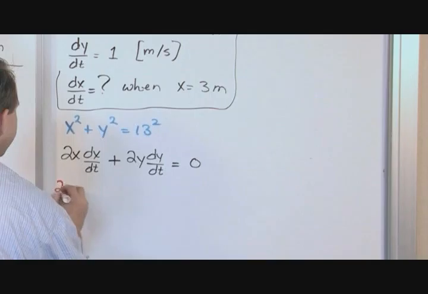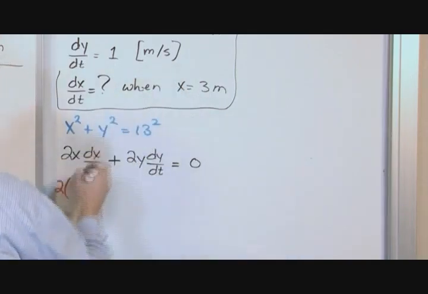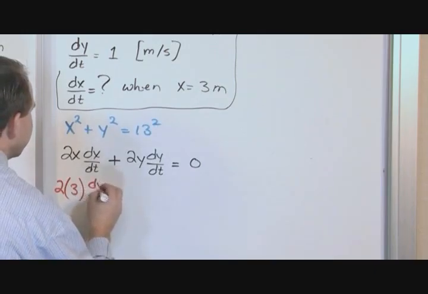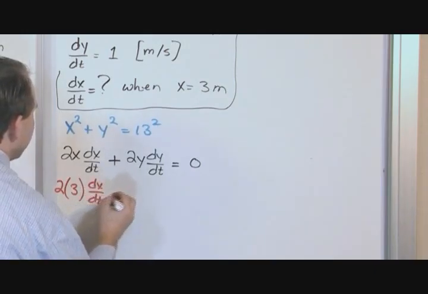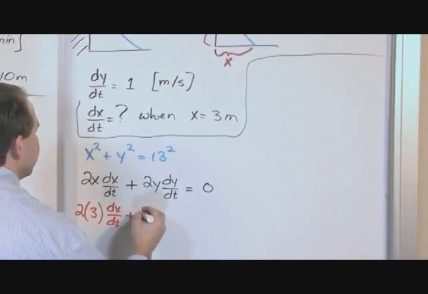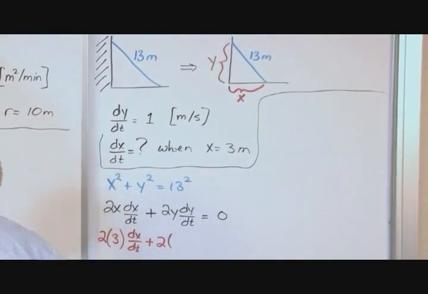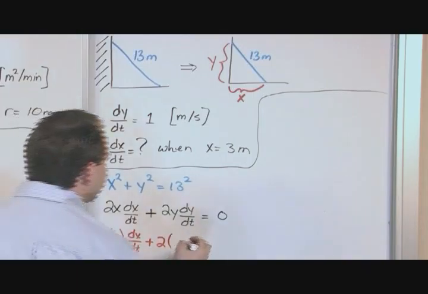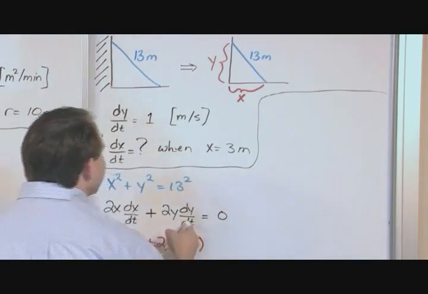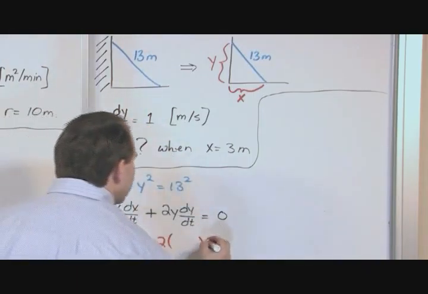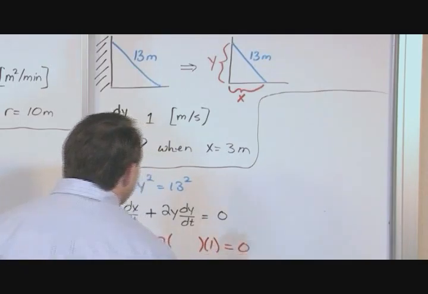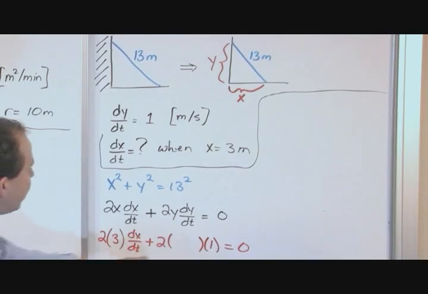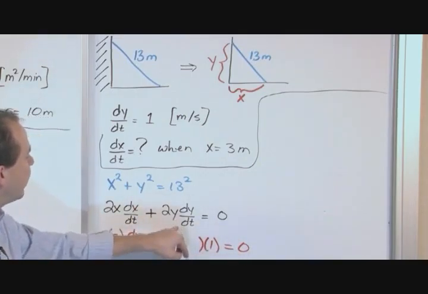So let's go ahead and put a 2 in here. x is equal to 3, so we'll put it in there. dx dt is what we're trying to find, so let's just leave it dx dt. Plus 2 times y. Well, y is this value here. I don't know what y is, so I'm just going to leave it blank for a second. But dy dt is just 1, is equal to 0. So what I'm trying to find is dx dt, but I have everything in this equation except for this value of y.